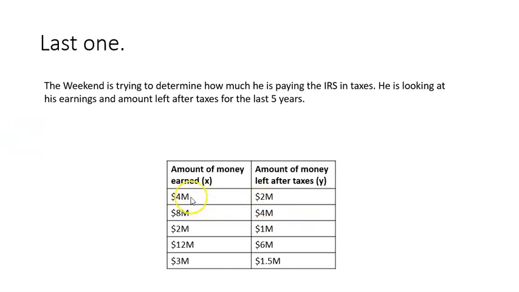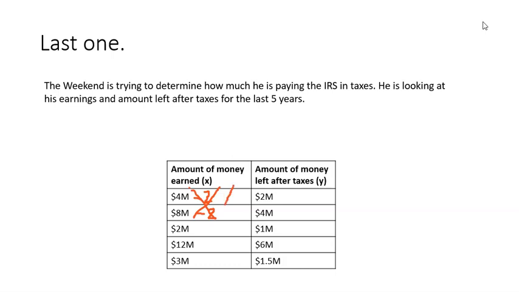Let's see, 4 minus 2 is 2. Does that still work for the next one? 8 minus 2 is 4. No, that doesn't work. Okay, I'm not subtracting. I'm obviously not adding because it's getting smaller. What about if I divide?